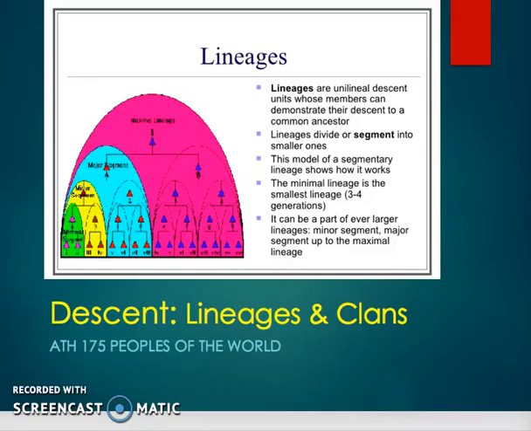Lineages are unilineal descent groups whose members can demonstrate their descent from a common ancestor. Lineages divide or segment into smaller ones. This model of a segmentary lineage shows how it works. While the entire diagram shows the maximal lineage, the minimal lineage is the smallest lineage segment consisting of 3 or 4 generations. It can be part of ever larger lineages, minor segment, major segment, up to the maximal lineage.